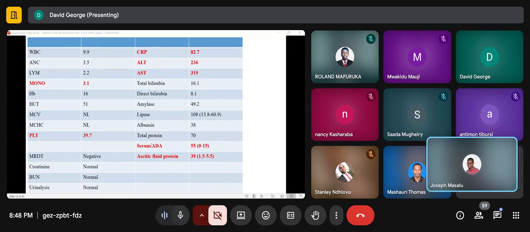Yeah. Thank you very much. Yeah, they're pretty nice labs. So I'll pick the important ones. WBC 9.9 being normal and the differential monocytes, I'm not doing anything with that. But let's look at the platelets.